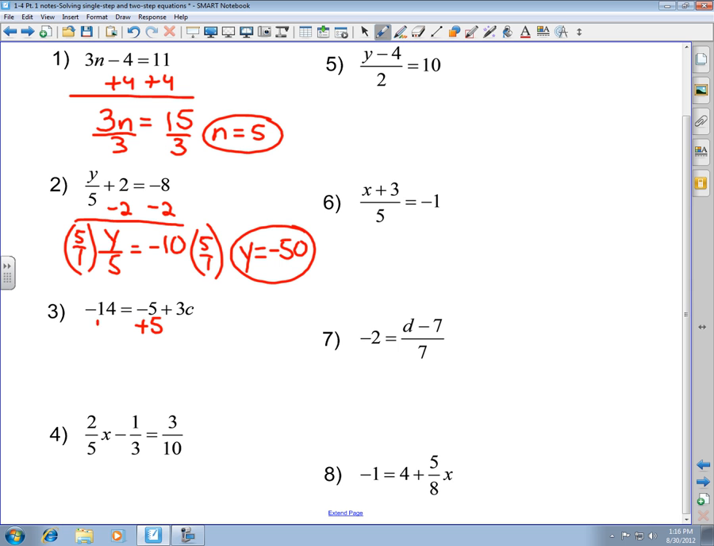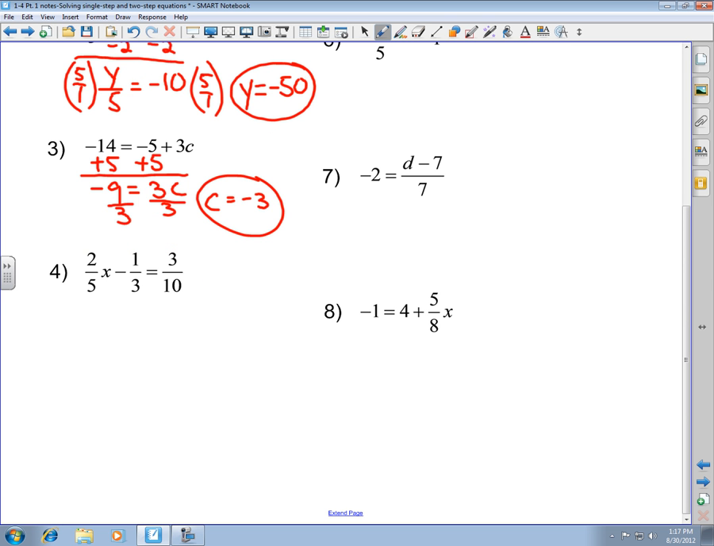For number 3, I want to get rid of this negative 5 first, because I want to undo addition and subtraction first. So I add 5 to both sides. Negative 9 equals 3c. Divide to cancel out multiplication. C equals negative 3.